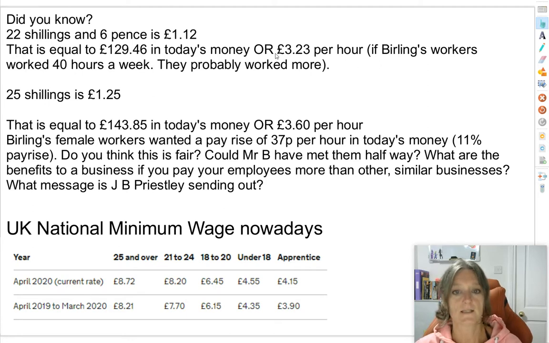But to put that into context, that works out at £3.23 per hour. And that's only if Mr Birling's workers are working a 40-hour week, which is what the average people on full-time work do nowadays. It's very likely that they worked a lot longer hours than that, actually, which obviously would take this rate down. So they're earning the equivalent in today's money of £129.46 per week, which is not a lot. If you wanted to rent a flat in Reading, for example, that would probably cost you about £800 a month. So on these wages, you wouldn't even be able to rent a flat in Reading.